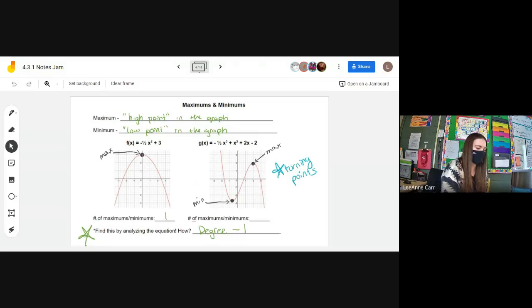Okay, let's look at the second equation. Chardonnay, what is my degree of that second equation? 3, absolutely. So if I take my degree of 3, by my rule, I'd be doing 3 minus 1. That means I'm going to have 2 maximums or minimums, which again, if we look at our graph, I had 2 of those. It doesn't tell us if one's a maximum or minimum. It just says how many there will be. All right, so if we can remember this rule, we will be golden.